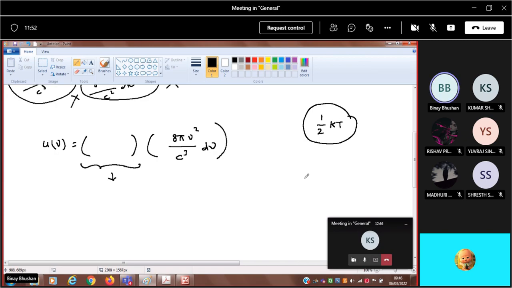So the equipartition of energy theorem states that the average energy of an oscillator per degree of freedom is half kT. Now any oscillator will have, this is per degree of freedom, right? This is the average energy per degree of freedom.